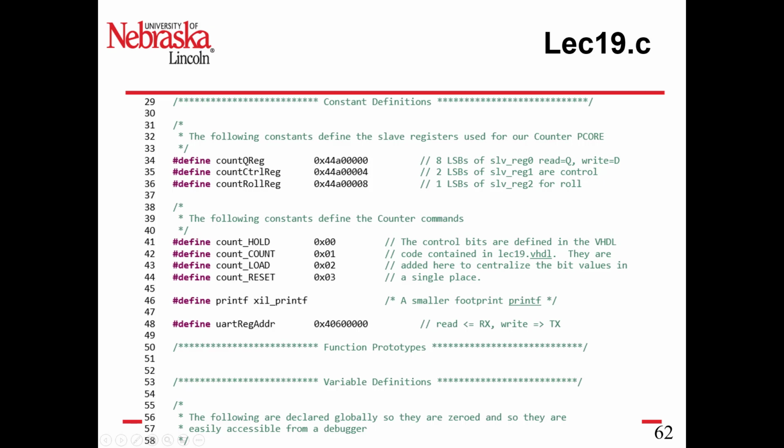I have a counter Q register, and that's the base address for the counter Q register, so register 0 is at that address. We're using the 8 least significant bits of that to read Q or write to D on that register. Counter control is the 2 least significant bits of register 1, so at offset 4, since it includes the register address, and then the roll later will also be register 2. I'll be able to set up the counter controls. And then the UART is at a separate address.